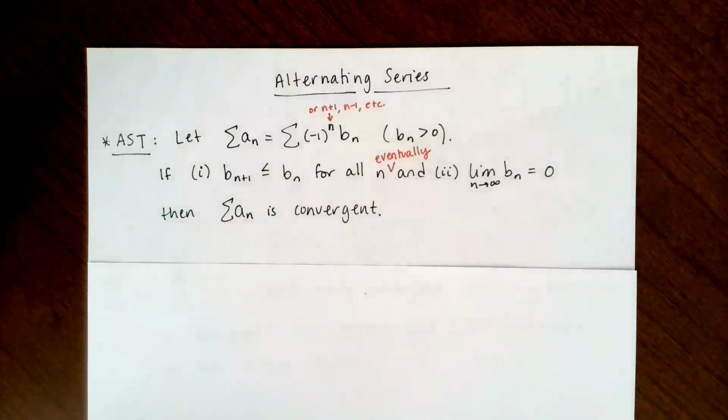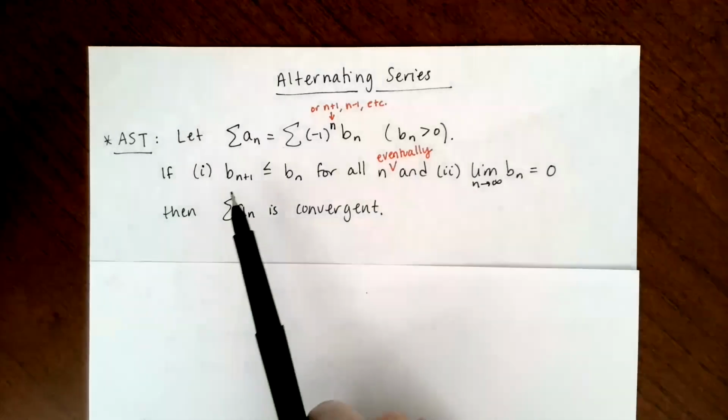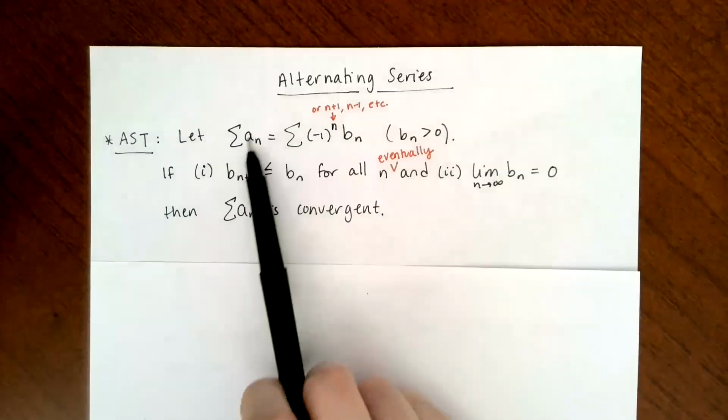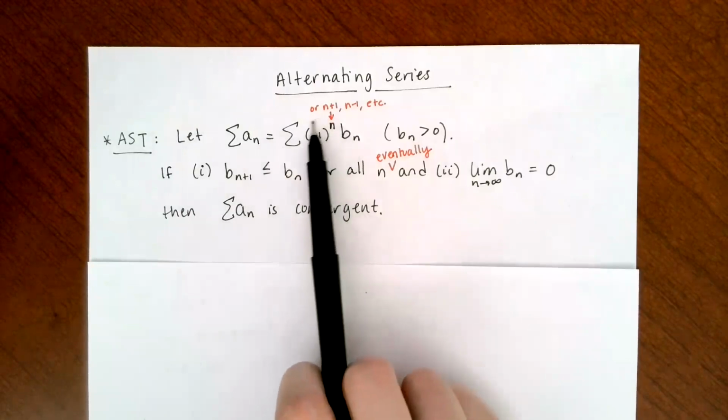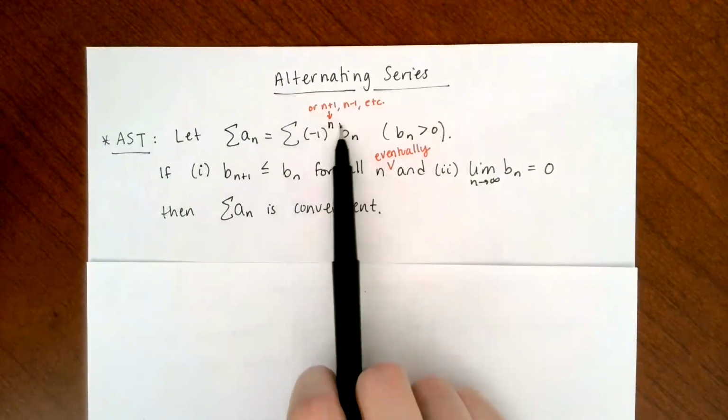Let's talk about alternating series. On the screen, you can see a summary of the alternating series test. We have a series that starts off with some formula a_n, but we're going to split it, if it's not split already, into its plus-minus part and its magnitude part.